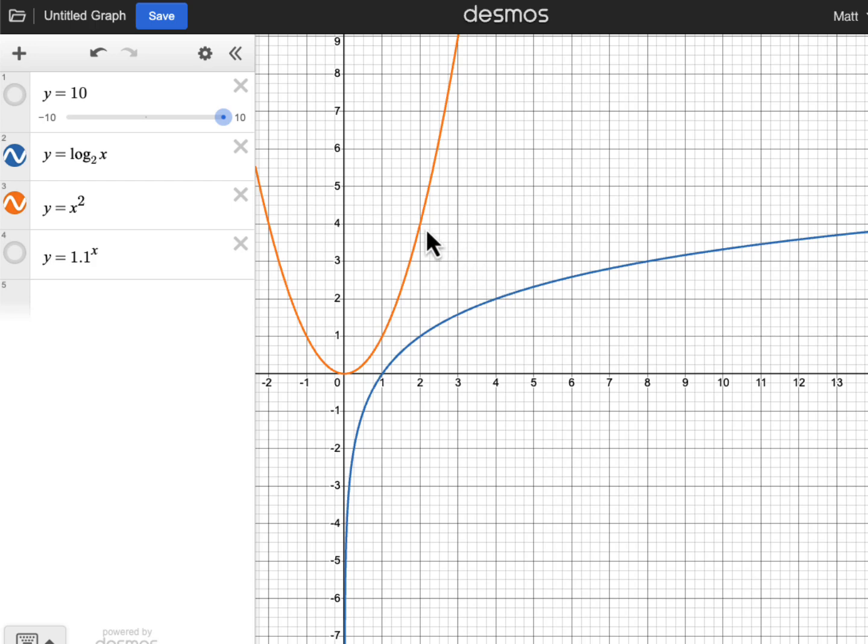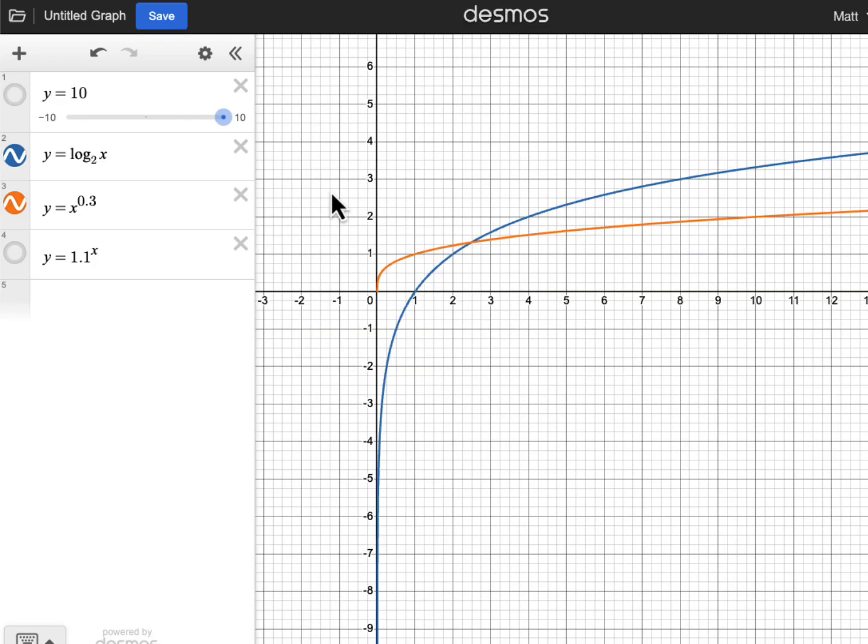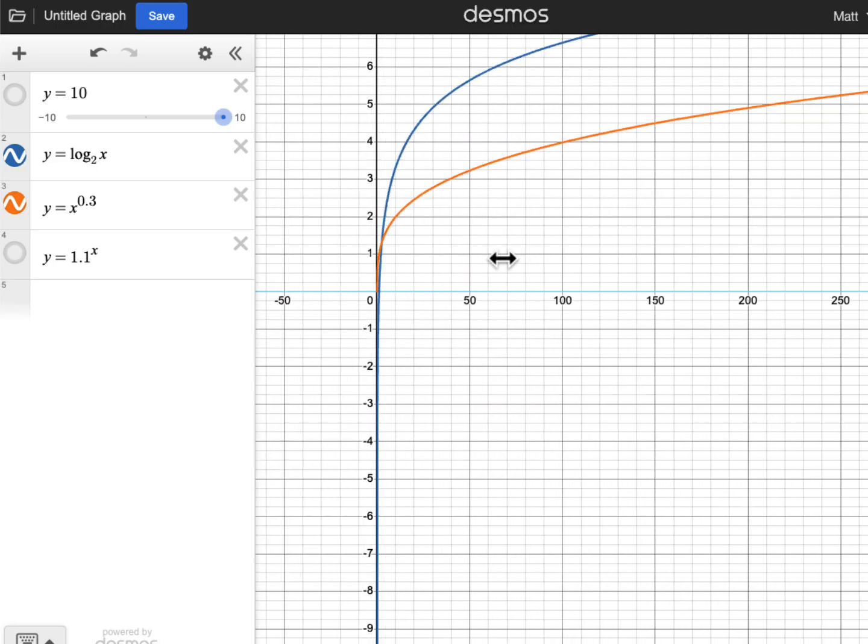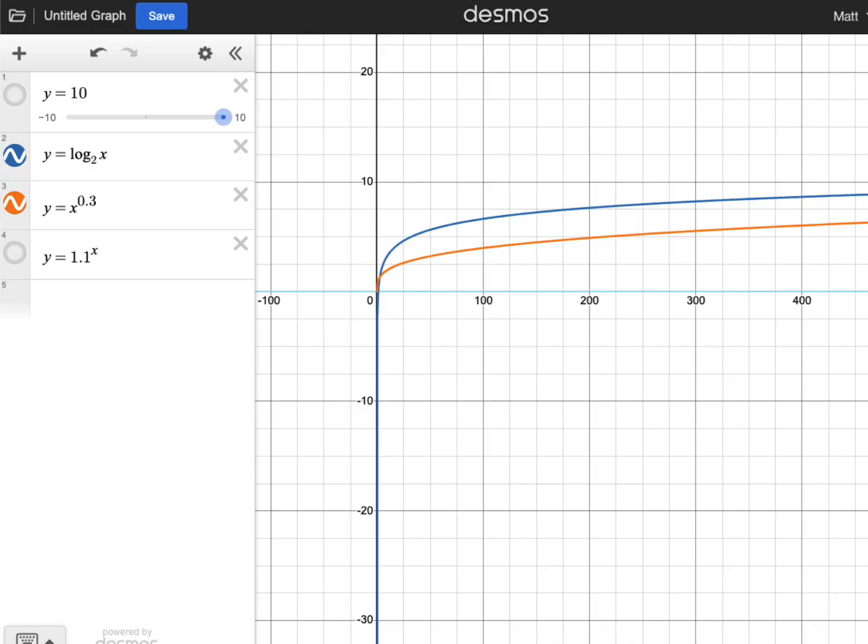And it's pretty clear that the power function will always be higher than the logarithmic function. But what if I change the power to 0.3? This is a positive power, so we do have a growing power function. But the claim is that the power function will eventually overtake this logarithm. But let's change our scale to see if that does happen. May need to change the y scale too.